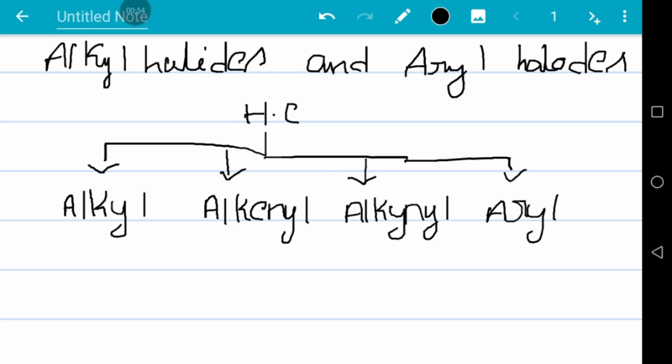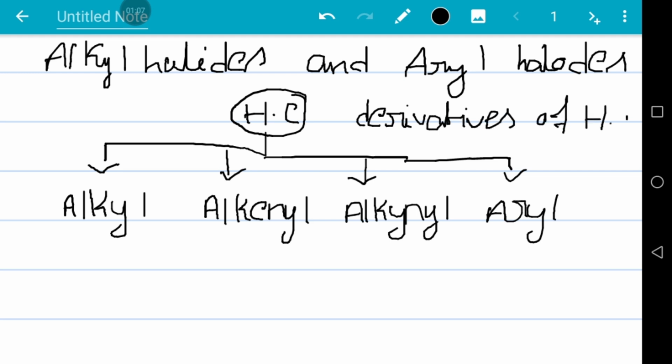Now halogen compounds means these are the derivatives of hydrocarbons. So halogen compounds are classified into totally four types: alkyl, alkenyl, alkynyl, and aryl halides.